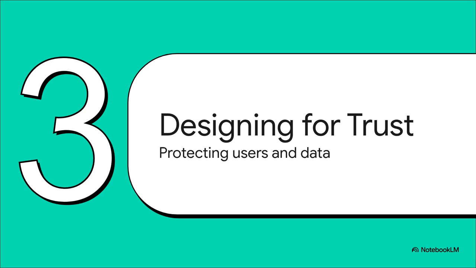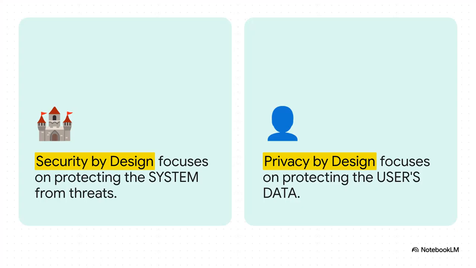All right, on to section 3, designing for trust. You see, a system can be technically secure, but that's only half the battle. Earning a user's trust, that starts way earlier, right at the design stage. And this is a super important distinction for your trials. Security versus privacy by design. They sound similar, but they're not.